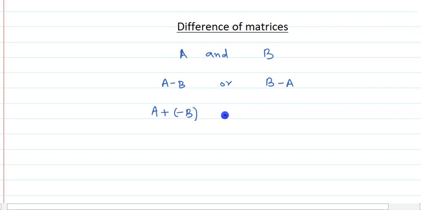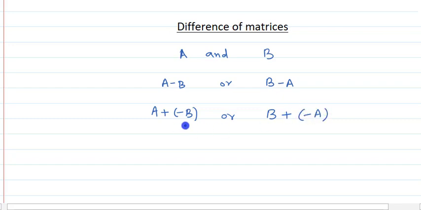Next, let us discuss the difference of matrices. Let us have two matrices A and B, and we need to find the difference of these two. Meaning either we need to find A minus B or B minus A. So the very first thing that we should apply is we can write A minus B as A plus minus B, or if we need to find B minus A, then we can rewrite it as B plus minus A. What does it mean?